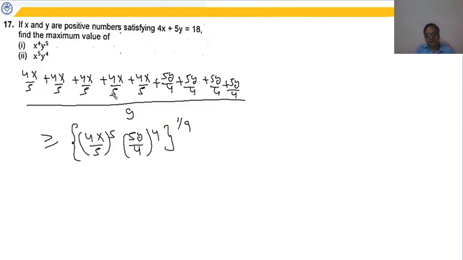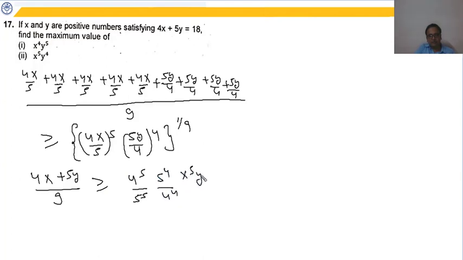So 4x by 5 added 5 times becomes 4x, and 5y by 4. 4x by 5 multiplied five times, and this multiplied by 4 becomes 5y upon 9, is greater than or equal to 4 to the power 5 upon 5 to the power 5 into 5 to the power 4 upon 4 to the power 4, x to the power 5 y to the power 4, the whole to the power 1 by 9.